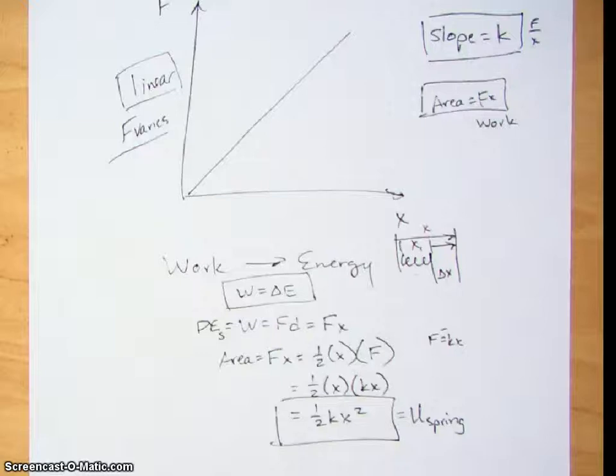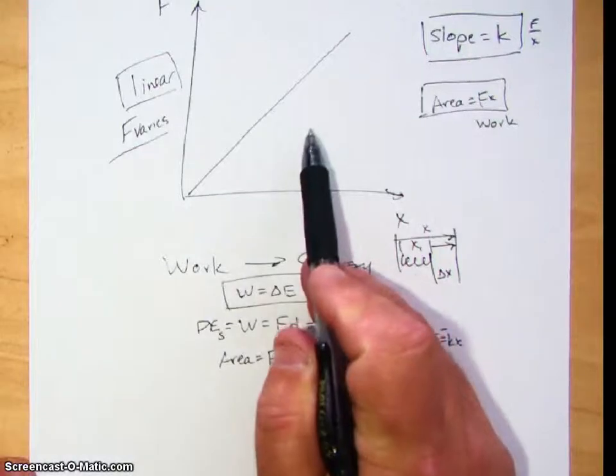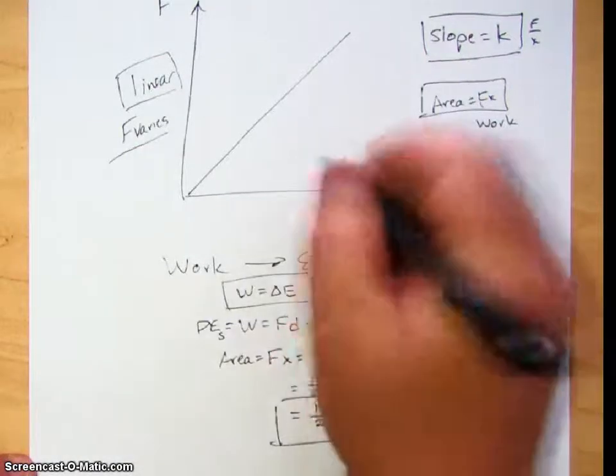The other way I can do it is come back up to my original graph here, and remember, work is equal to F.